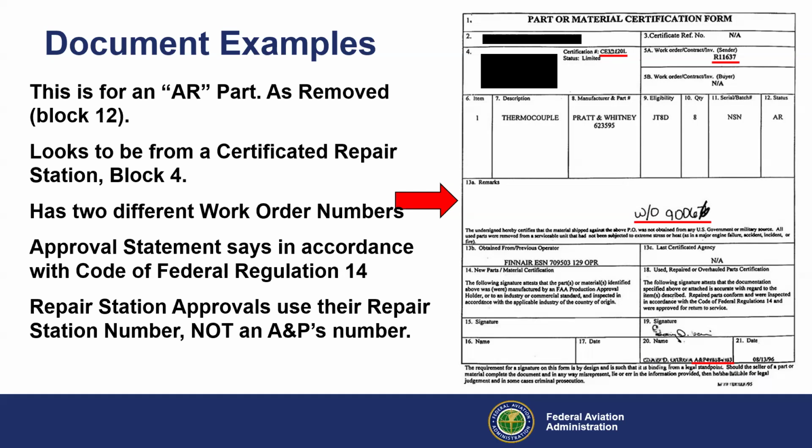And the approval statement says, in accordance with Code of Federal Regulation 14. Well, our aviation regulations are 14 CFR, whatever, you know, part 43 is our main one. And also, repair stations use their repair station number, not an A&P number. And down in block 20, it's signed off with an A&P number. So a lot of red flags on this one.